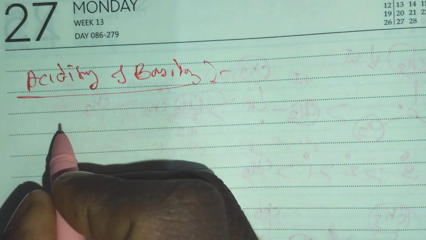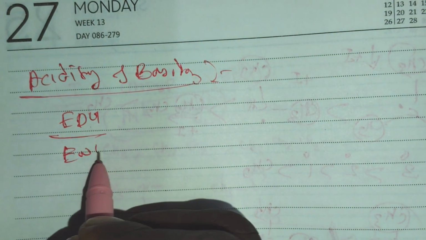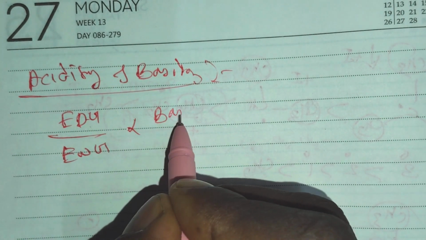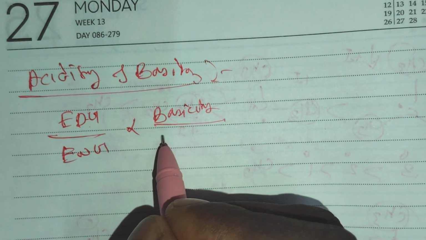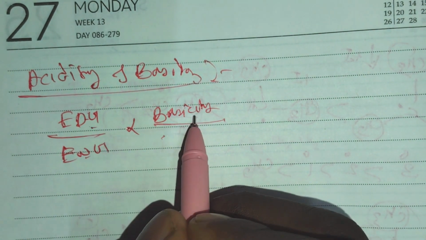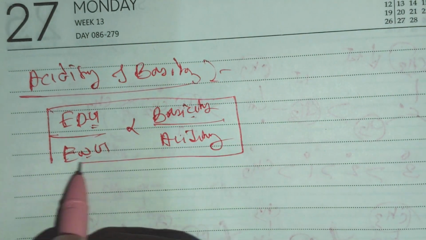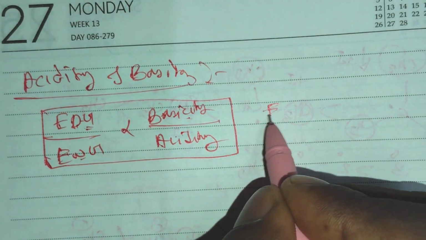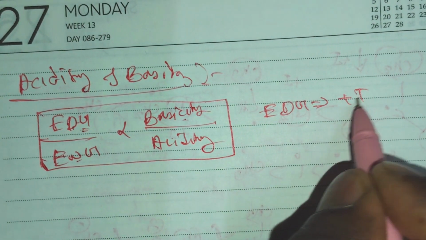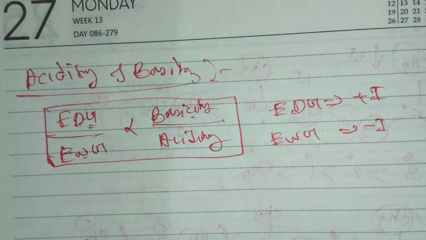First case: electron donating groups and electron withdrawing groups. An electron donating group is directly proportional to basicity, and an electron withdrawing group is inversely proportional to basicity. Electron donating group is directly proportional to basicity and inversely proportional to acidity. Okay, so this is very important. Electron donating means a plus I effect group, and an electron withdrawing group is a minus I effect group. Okay, so this is very important.